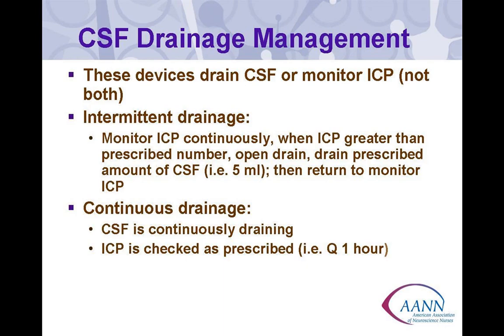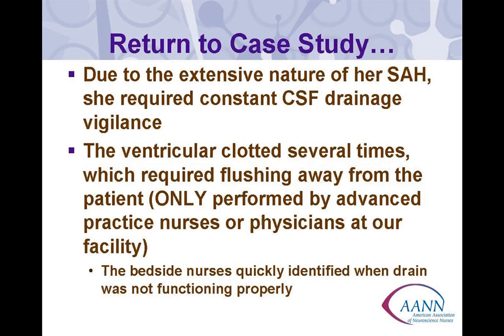And we'll just return to the case study. Due to the extensive nature of the patient's subarachnoid hemorrhage, she required constant CSF drainage vigilance. The catheter became clotted several times, and that required flushing away from the patient. This is only performed by advanced practice nurses or physicians at our facility, and I recommend that each facility has their own guidelines for this.